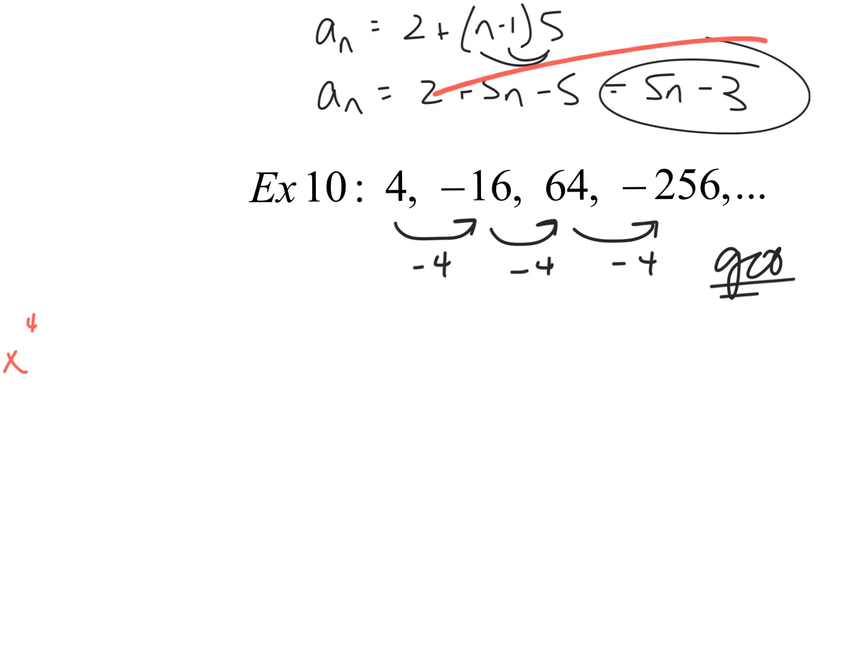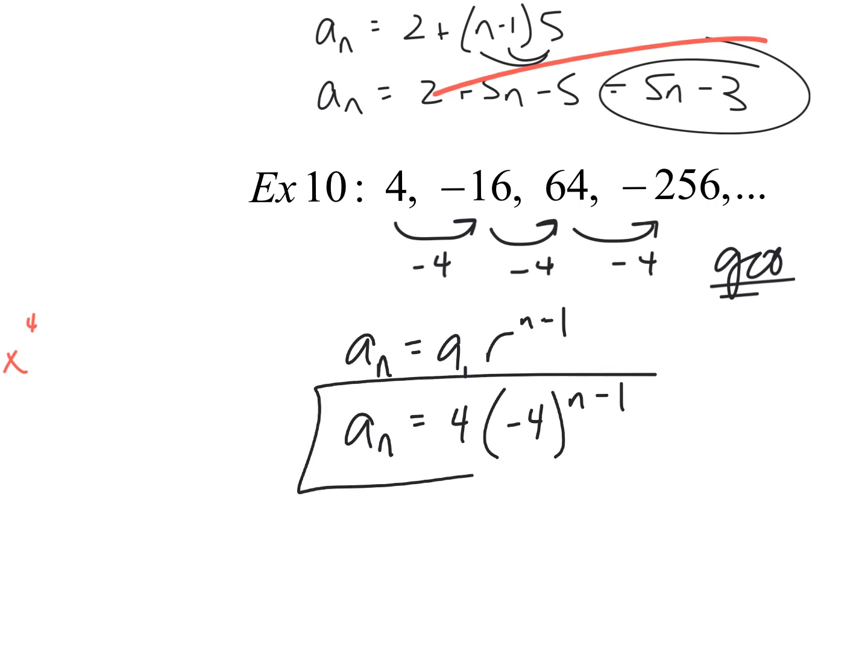And so I've got a formula for this. a sub n equals the first term times the ratio to the n minus 1. In this case, my first term is +4. My ratio is -4, and that would be to the n minus 1. It is totally cool to leave your answer like that because it's just a basic geometric sequence.